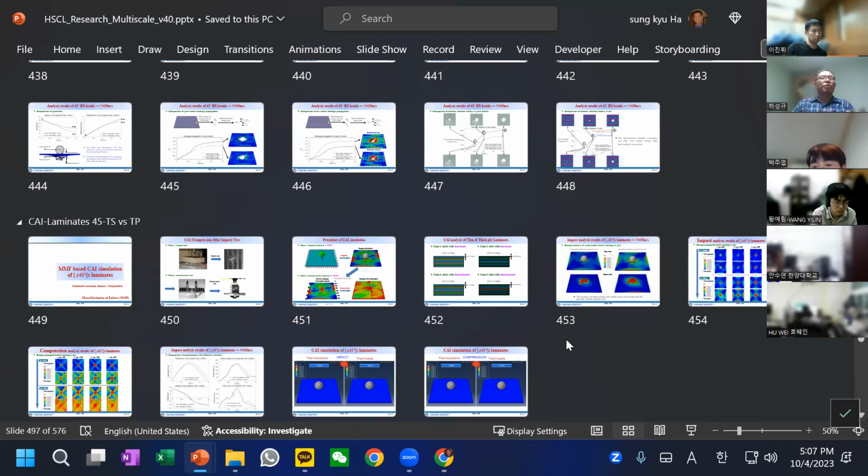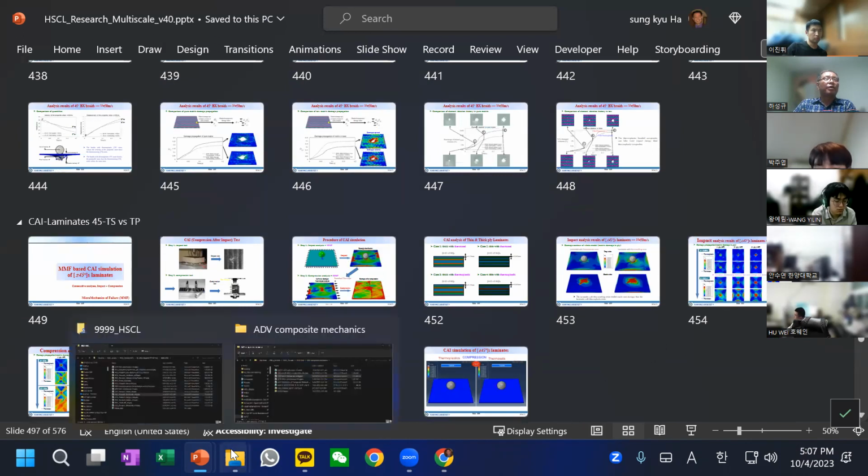But more important, all the classes are videotaped and uploaded to YouTube, so you can study or review any time. Okay, we need to go through all the mechanics of the laminate.